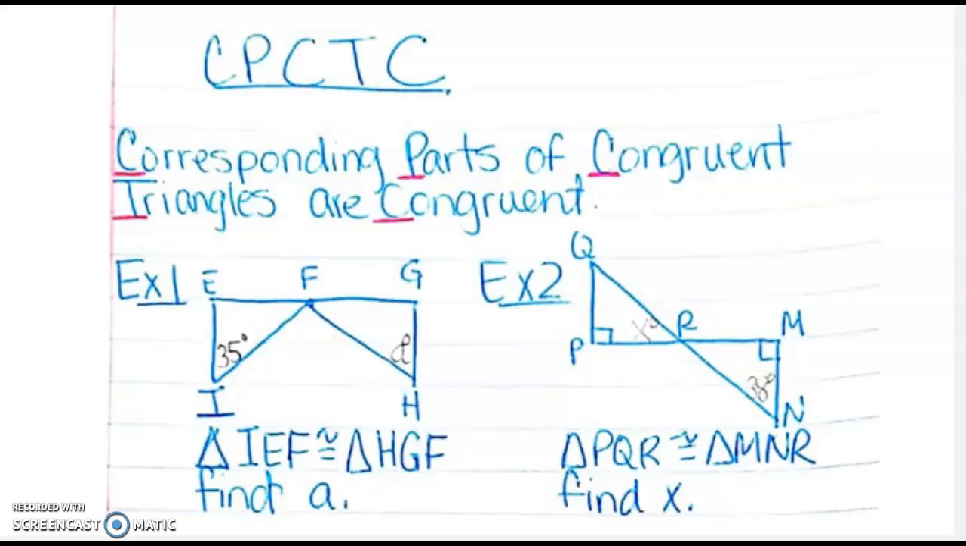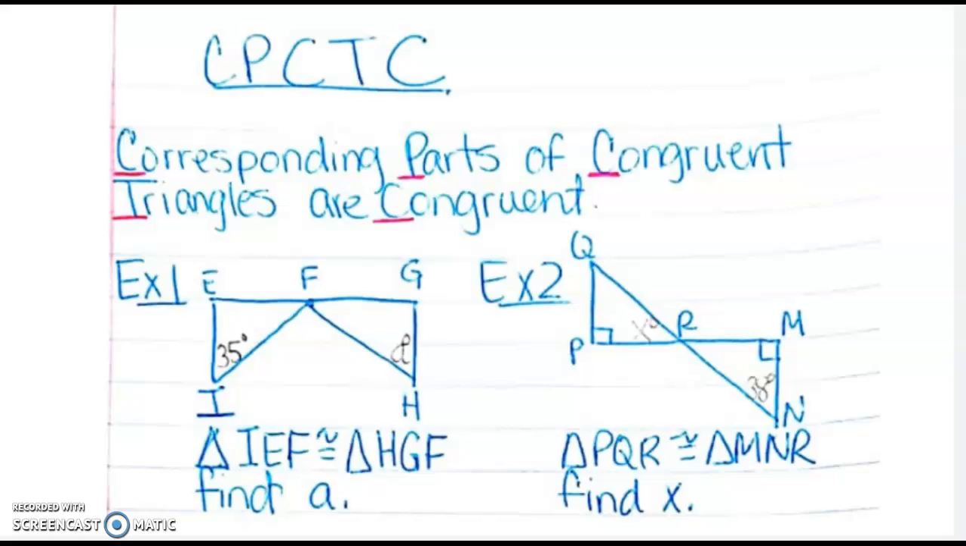Okay, so one of the things that goes along with congruent triangles is this theorem called CPCTC. And that stands for corresponding parts of congruent triangles are congruent. It's kind of the theorem in itself. Corresponding parts, so the parts of congruent triangles are congruent.